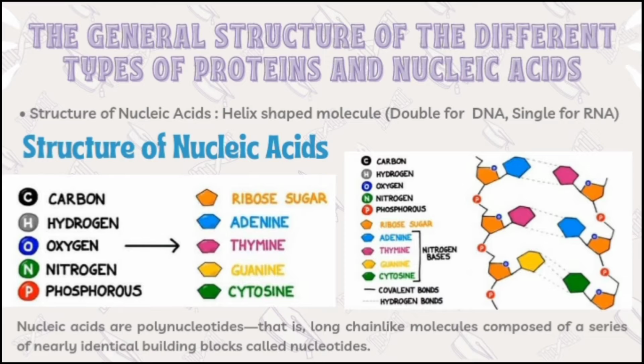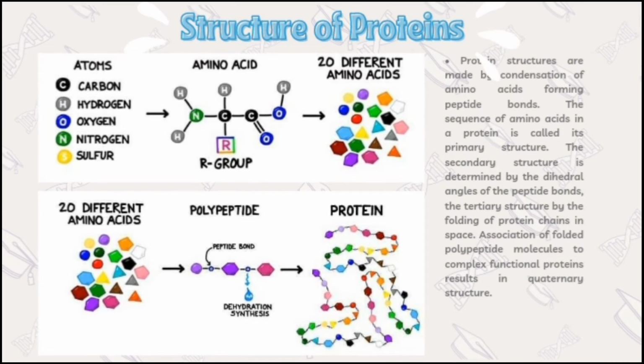Like proteins, nucleic acids have a primary structure that is defined as the sequence of their nucleotides. Unlike proteins, which have 20 different kinds of amino acids, there are only 4 different kinds of nucleotides in nucleic acids. Protein structures are made by condensation of amino acids forming peptide bonds. The sequence of amino acids in a protein is called its primary structure.